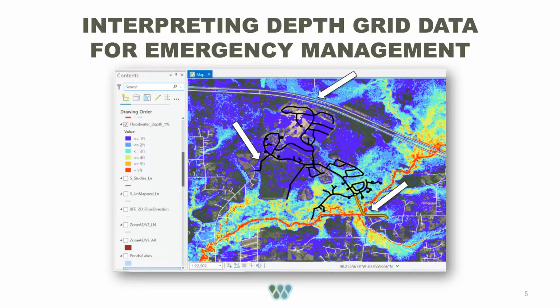Ideas about where buses could retrieve people and where people could assemble should their homes flood are factors that must be considered from an emergency management perspective.